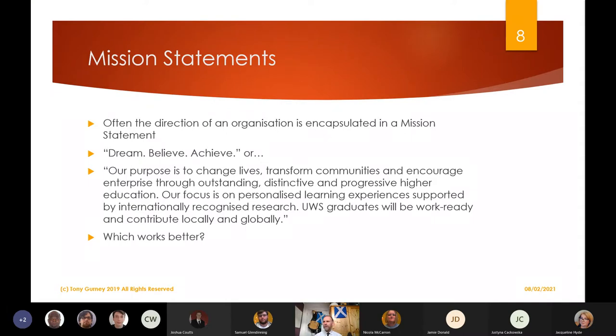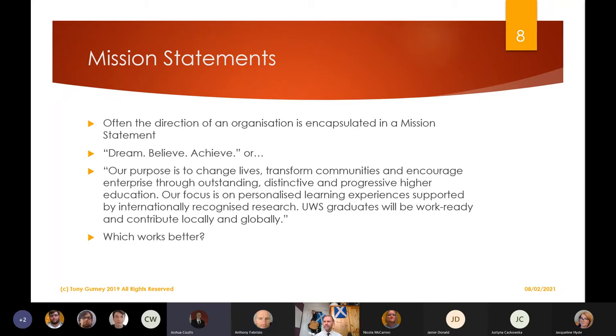Of course, there is another one. Their actual full mission statement is, as you see there, our purpose is to change lives, transform communities, and encourage enterprise through outstanding, distinctive, and progressive higher education. Our focus is on personalized learning experiences supported by internationally recognized research. USW graduates will be work ready and contribute locally and globally. Do you have a preference? Probably the latter. Simpler.